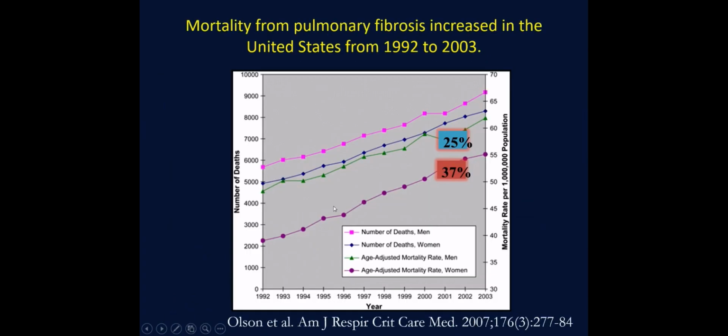And this is another important graph. I'm not going to go into any details here except to say that the mortality from pulmonary fibrosis is increasing and continues to increase. Some of this is because people are no longer dying of competing causes and also because of improved diagnosis.